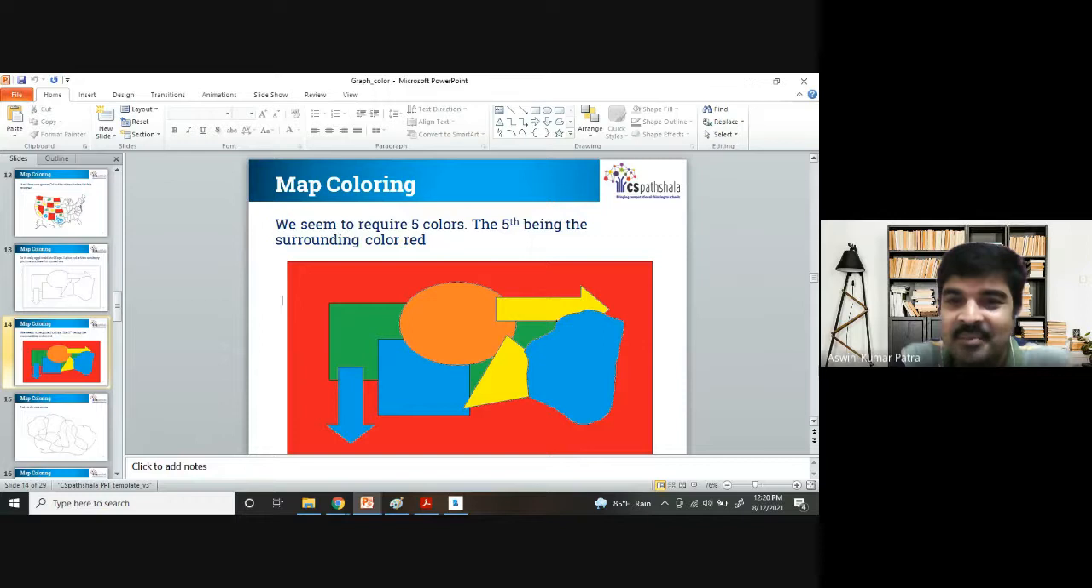Because if there is a rectangle and inside the rectangle there are many shapes, to demarcate the boundary between the shapes we have different colors, but again the left out part could be colored white or red. So instead of white I used red. I should have left it white also. White is also a color. So as a whole I need 5 colors to make these shapes differentiated from each other.